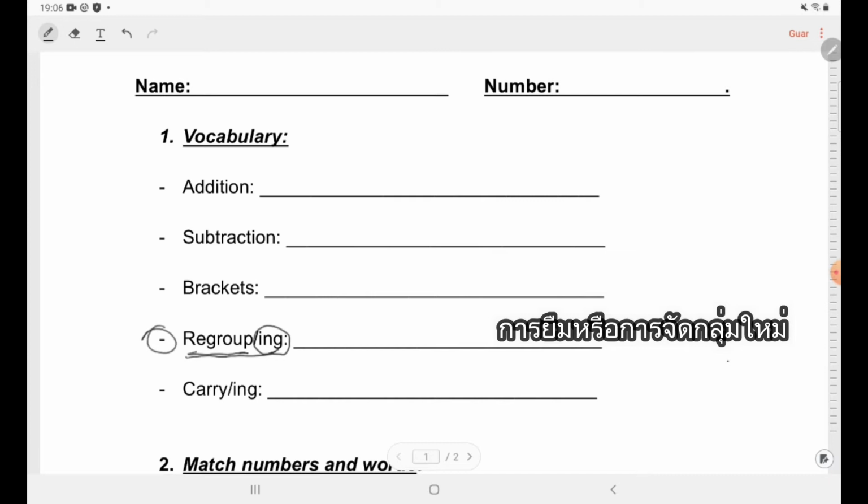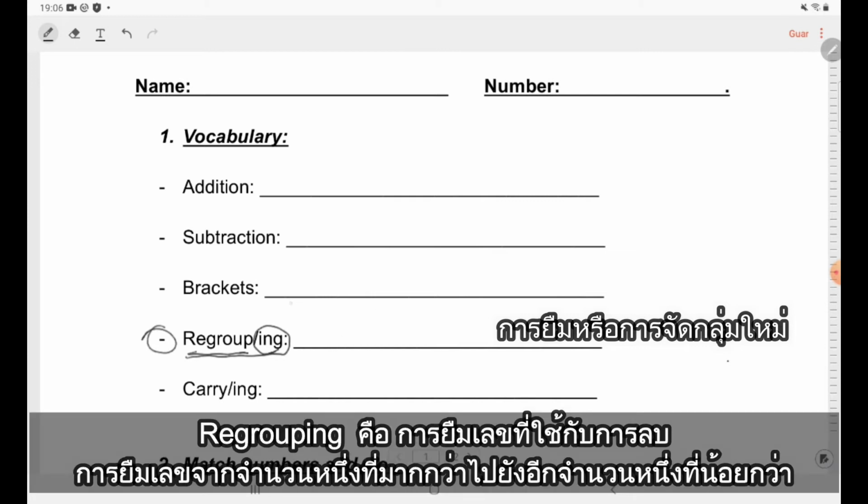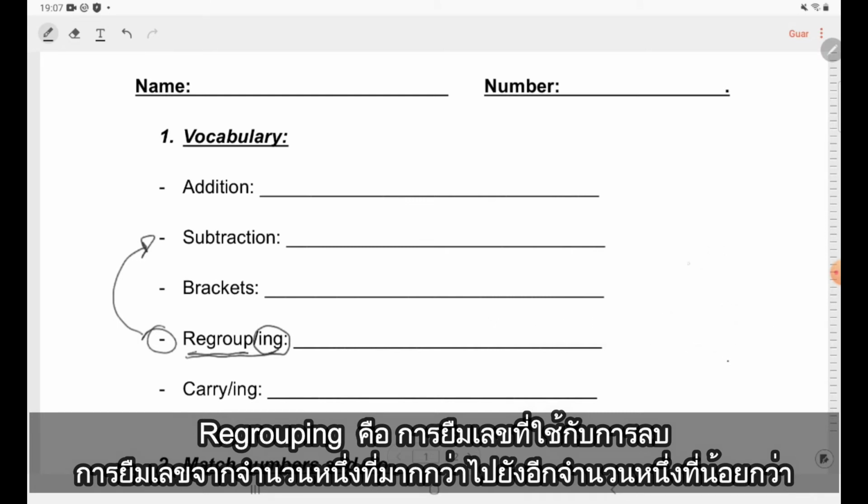What is regrouping? Okay, this we use with subtractions, and is when we have to regroup numbers from one place to another. For example, normally it happens when the number in the top is smaller than the number down, right down.